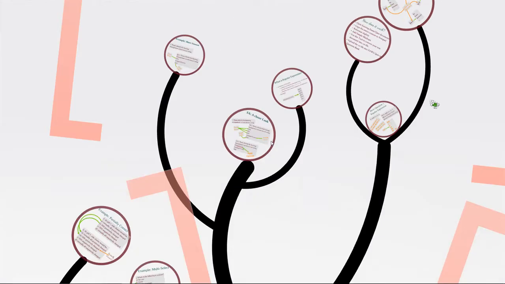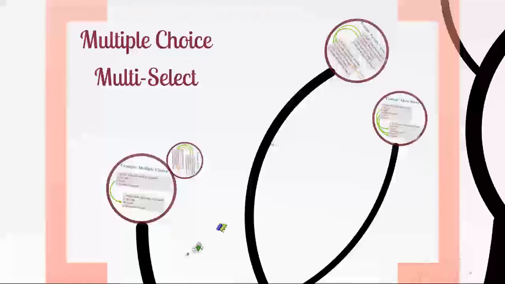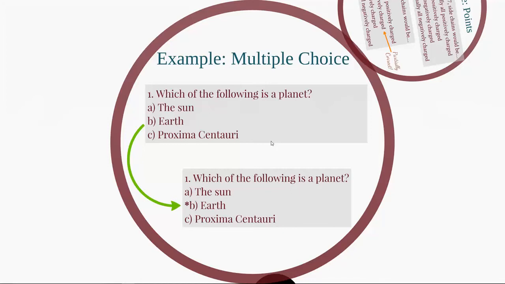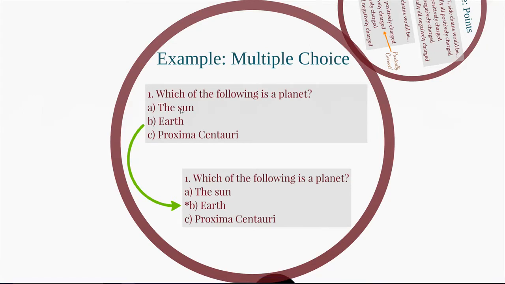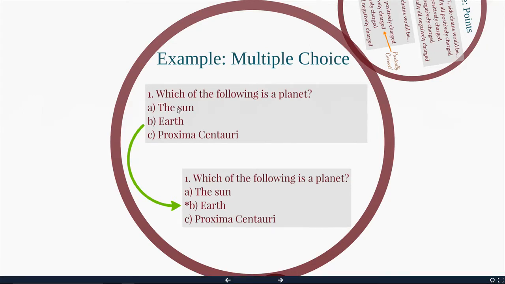All right, let's see our first type of question, which is again very basic and very common. I'm pretty sure that most of us can use multiple choice and multi-select questions in our tests, quizzes, and assignments. Let me show you a quick example instead of just explaining. Let's say this is my paper question. I tried to make the question very generic. So, which of the following is a planet? We have three choices. This is our paper question.